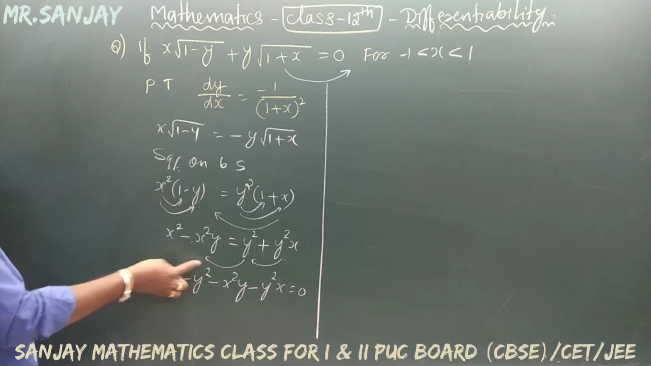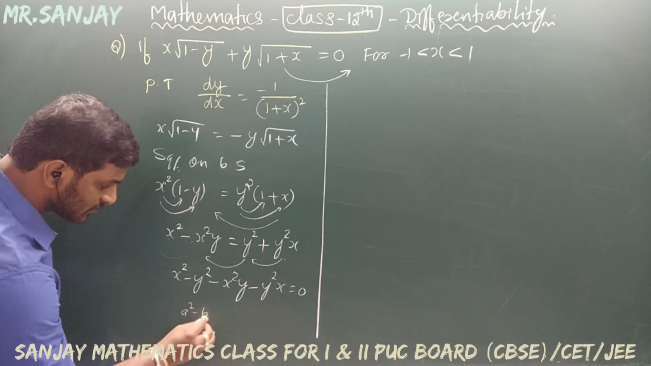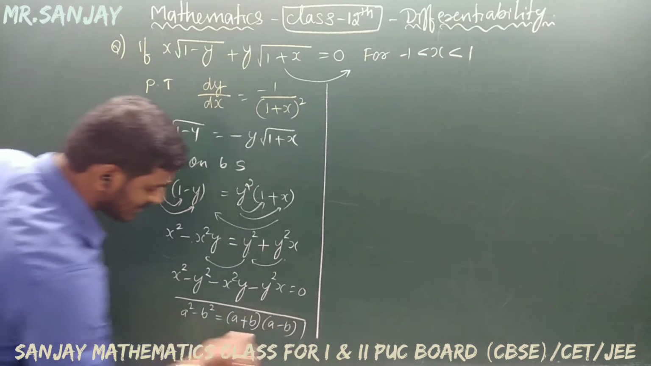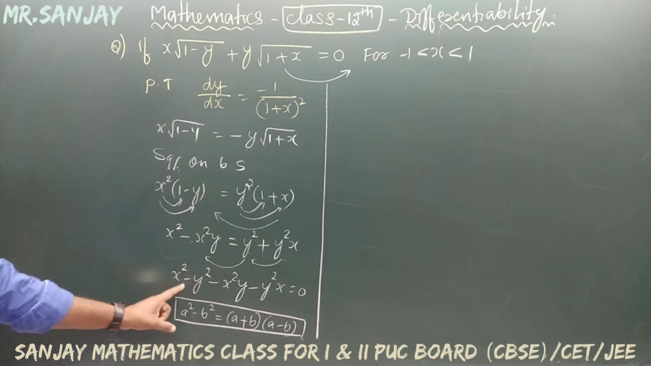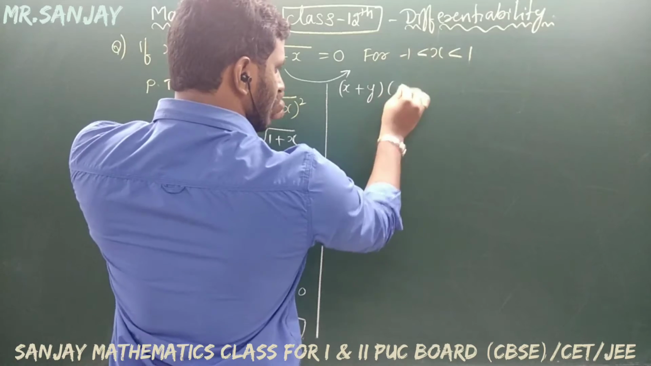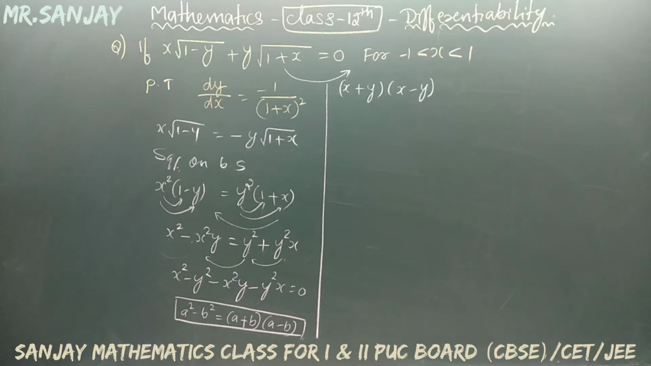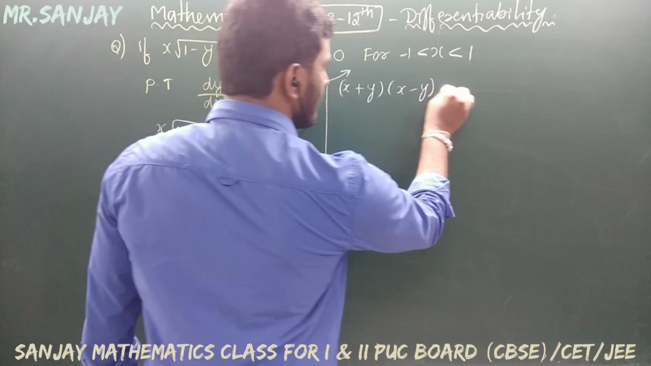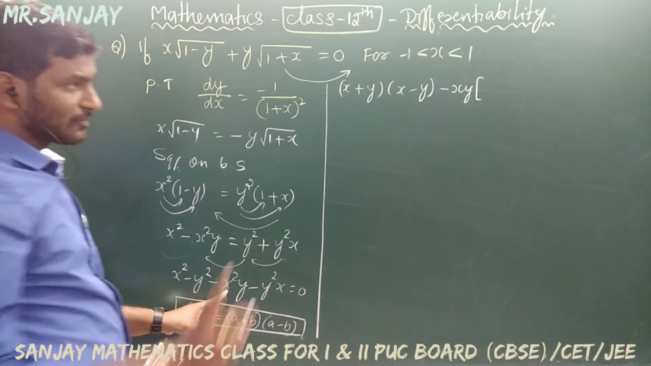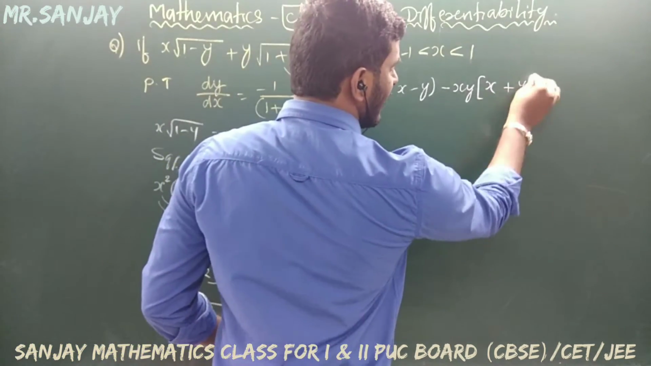Observe it carefully. The first two terms are in the form of a square minus b square. So what is the formula? a plus b into a minus b. Can I expand using this formula? How do you write x square minus y square? x plus y into x minus y. And is anything common in the last two terms? Minus xy is common. So what are the remaining terms? x is common, remaining is x, and minus minus plus, remaining is y, plus y. And that is equal to 0.